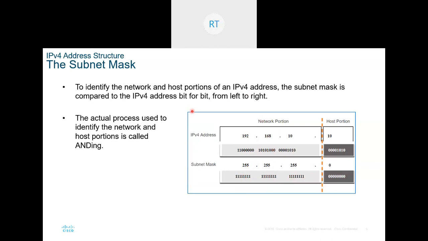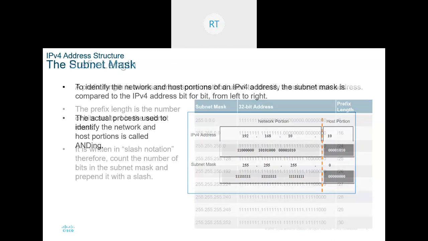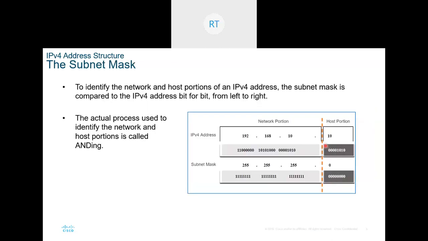Now you compare the address with the subnet mask by what we call binary ANDing. How does the process of ANDing work? You compare bit per bit. A 1 and a 1 is a 1. A 1 and a 1 is a 1. A 0 and a 1 is a 0. A 0 and a 1 is a 0, and a 0 and a 0 is a 0.